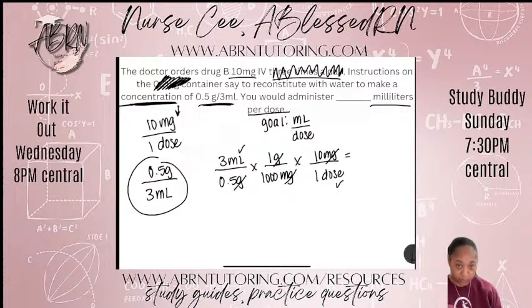All right, so we'll do 3 times 10 divided by 0.5 divided by 1,000. So 3 times 10 divided by 0.5 divided by 1,000. It's going to be 0.06 milliliters per dose.